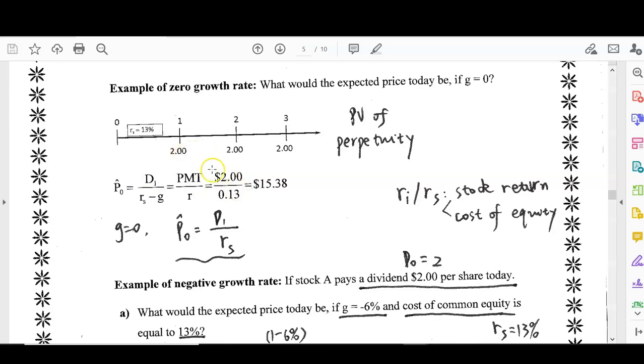So we just use this $2 divided by 13% as the given stock return, and we have 15.38 as the stock price. When G is 0, P0 becomes D1 over RS. Looking for the stock price for this constant dividend stock is the same as looking for the present value of a perpetuity. And this RI or RS here, we can call it stock return. It is also the cost of equity for us.